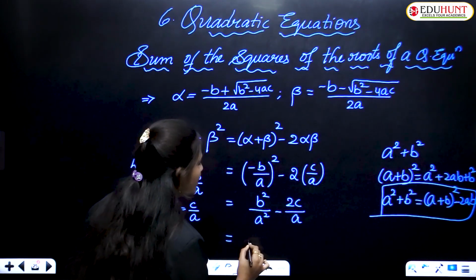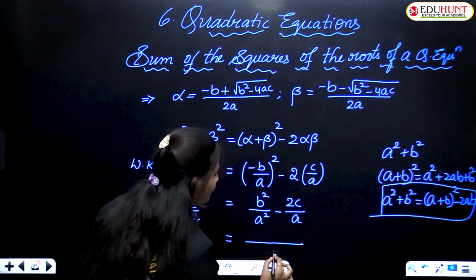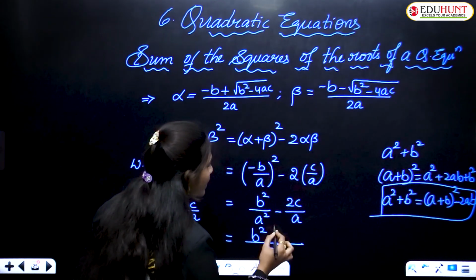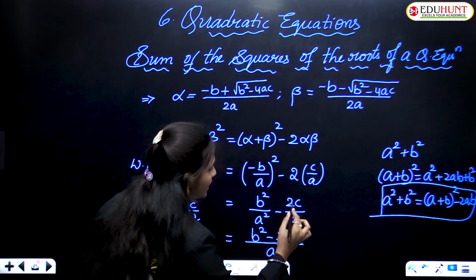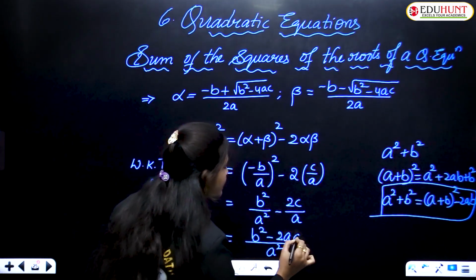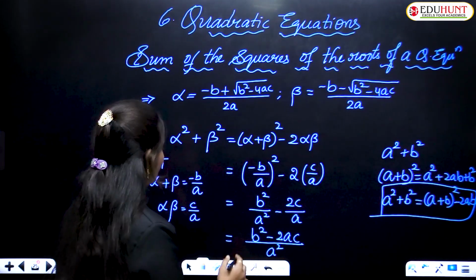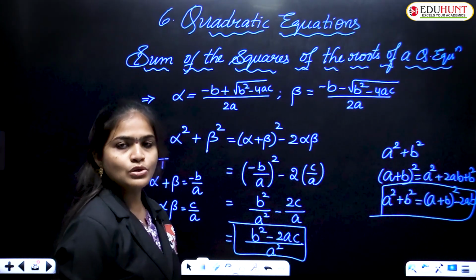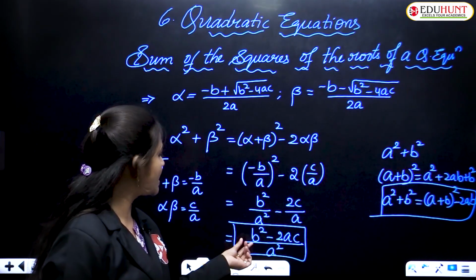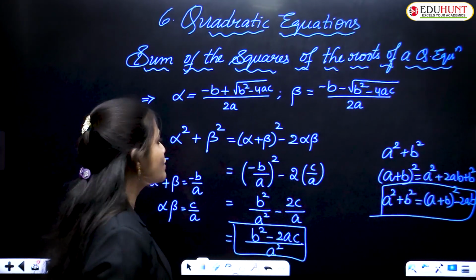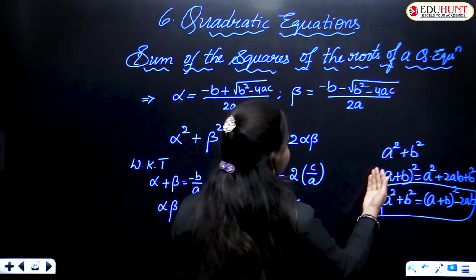What is the LCM of a square and a? It is a square. So b square minus 2ac, since only one a is there in the second term, that's why 2ac. So this is the value of alpha square plus beta square: b square minus 2ac by a square. Let us see an example.